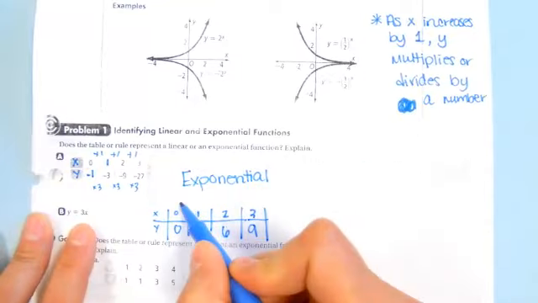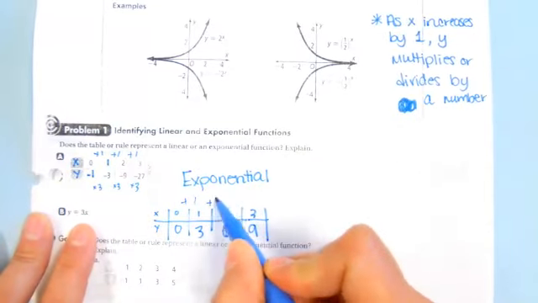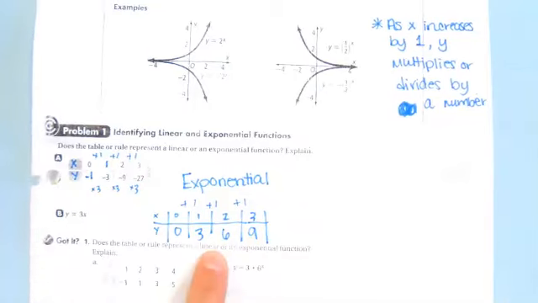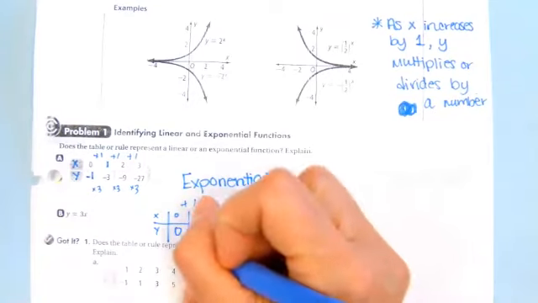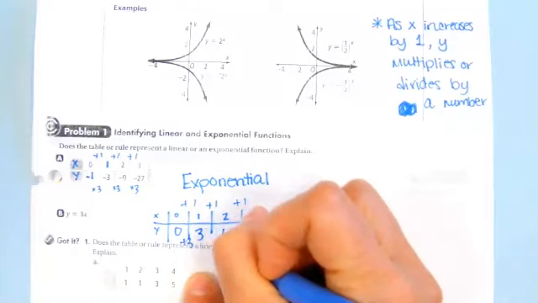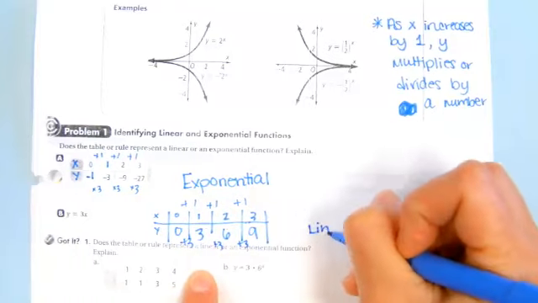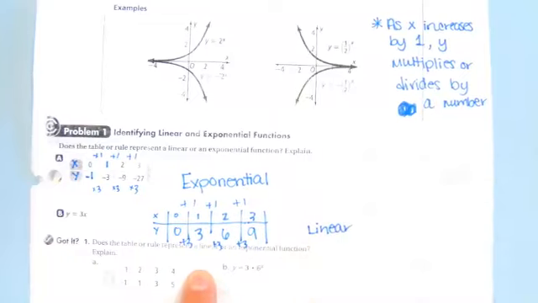Okay, so this one is increasing by 1 on the top each time. The x is, really? What is the y doing? Is it adding, subtracting, multiplying, or dividing? Adding. By how much? 3. This is adding by 3. So what's this one? Is it exponential or linear? Linear.